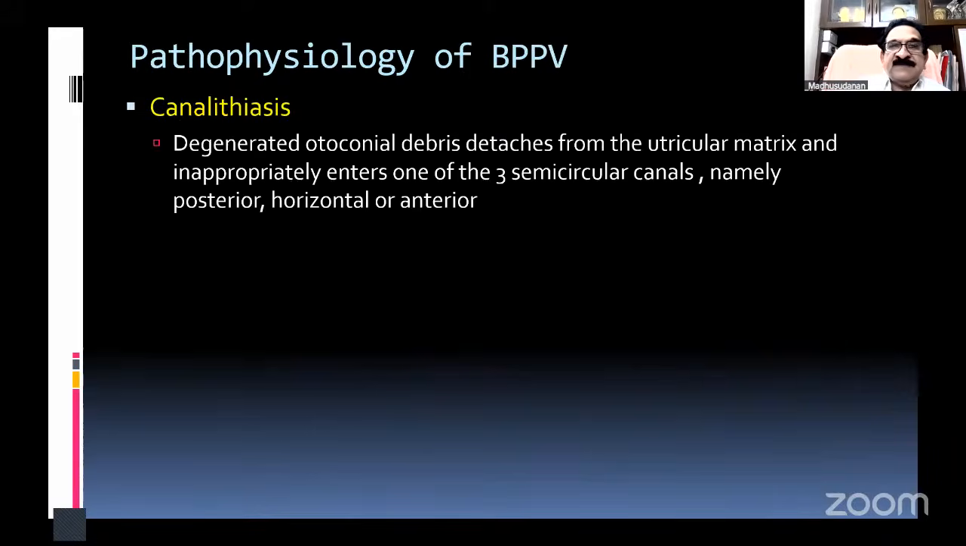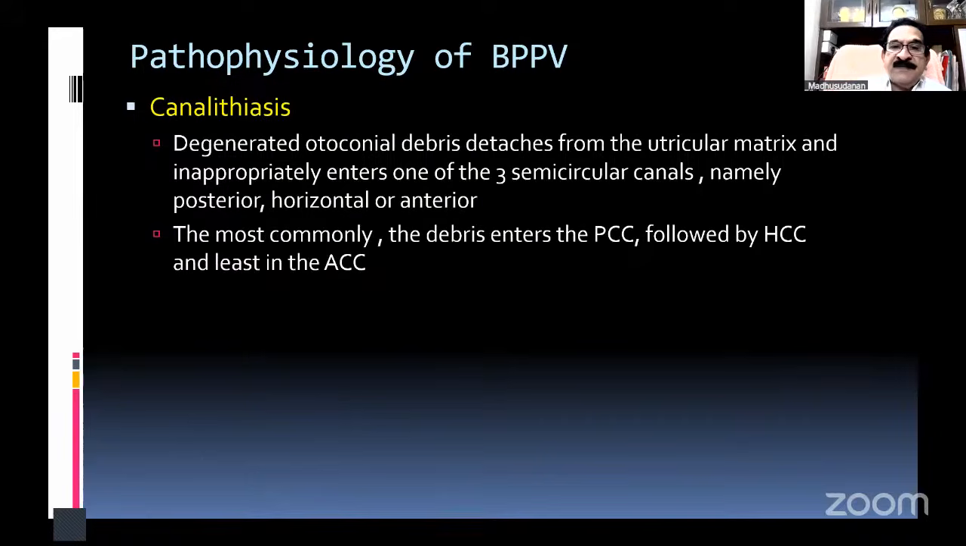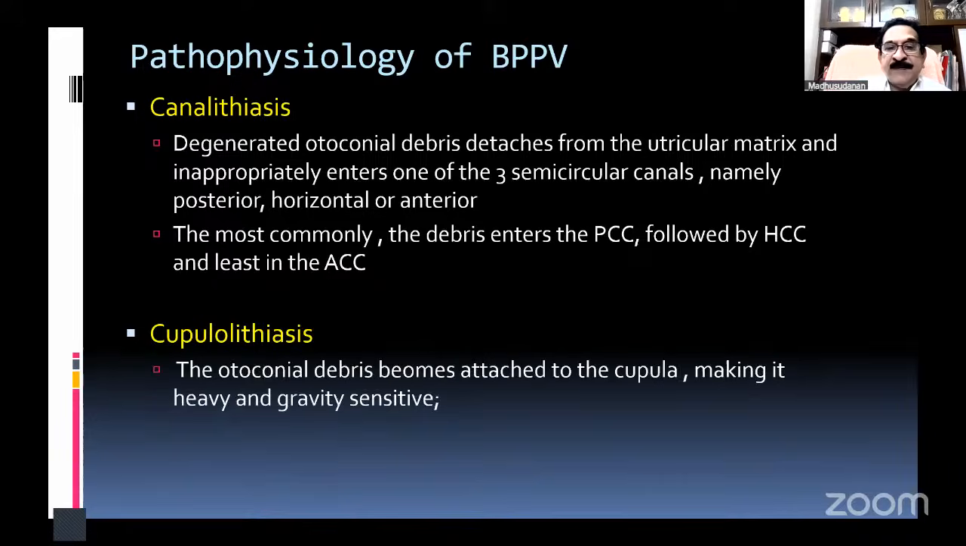In canal lithiasis, the degenerate otoconial debris detaches from the utricular macula and inappropriately enters one of the three semicircular canals, namely posterior, horizontal, or anterior. Most commonly, the debris enters the posterior canal, followed by the horizontal canal, and least commonly the anterior semicircular canal. In cupulolithiasis, as told before, the otoconial debris becomes attached to the cupula, making it heavy and gravity sensitive.